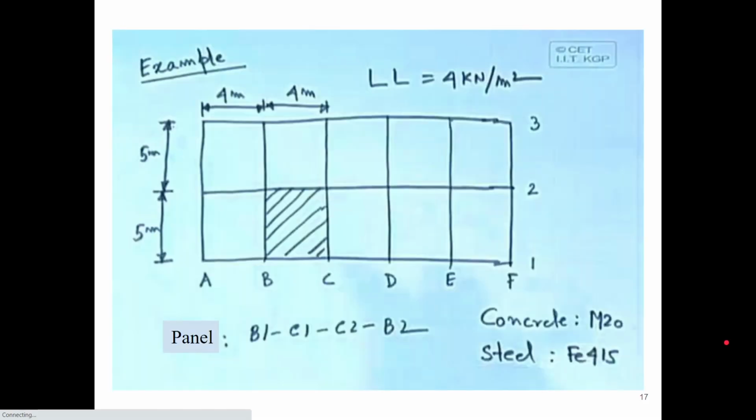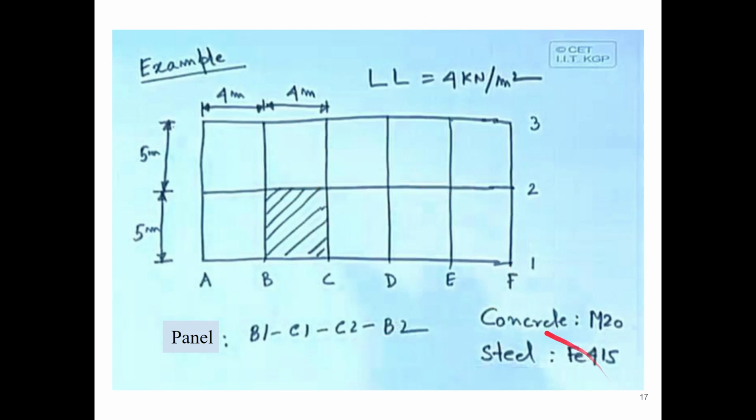So let us take one more problem. Here this is a bay, 2 by 5 bay, which is having 10 panels, right? So let us consider this panel. Here the shorter side, which is basically continuous, is 4 meter, and the longer side is 5 meter. So ly is 5 meter, lx is 4 meter. Let us name this slab, or basically the panel, as B1, C1, C2, B2.